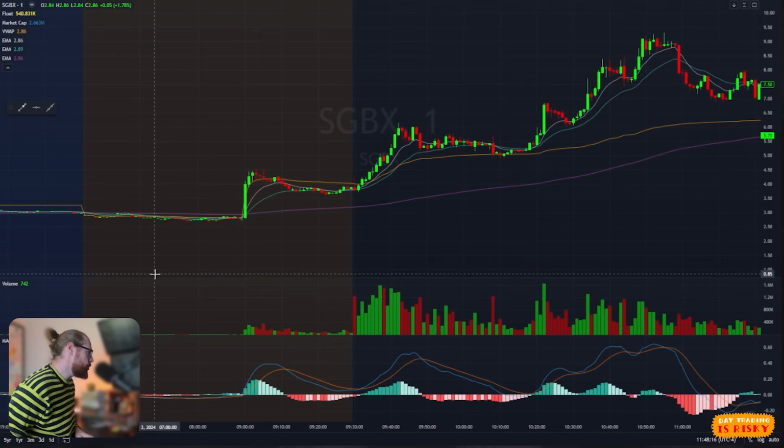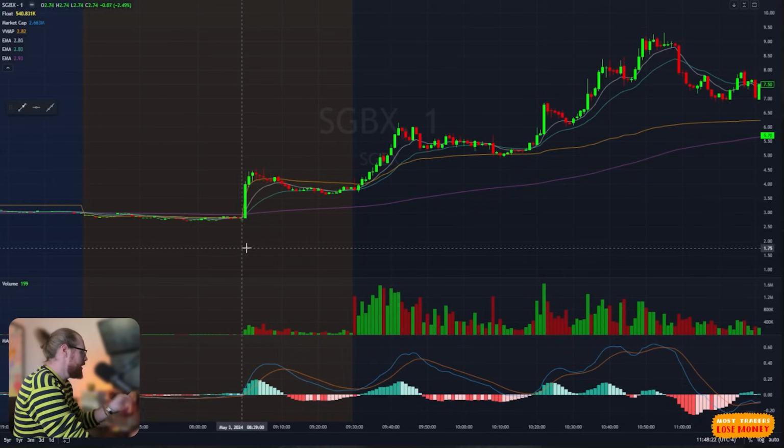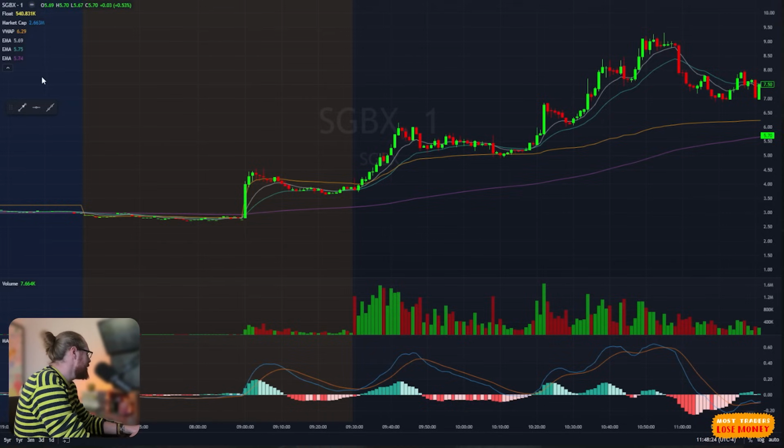This is what's going to help you avoid those false breakouts. Beginner traders who don't yet use the MACD are going to be more susceptible to falling into the traps of false breakouts. So this is, again, SGBX. This is a 1 minute chart of a stock that I traded just yesterday.